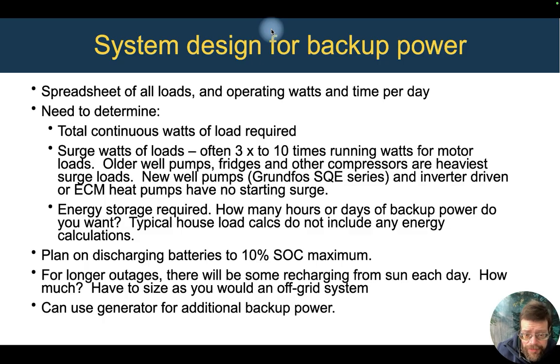When figuring out the energy storage, we can calculate from our spreadsheet how many watt hours per day of energy we need, but then we also need to think, how many hours or days of backup power are we going for? Are we trying to survive a 4-hour power outage or a 4-day? Typically, with energy storage, you're going to get into territory where the typical design of a house electrical system really doesn't give you much guidance.